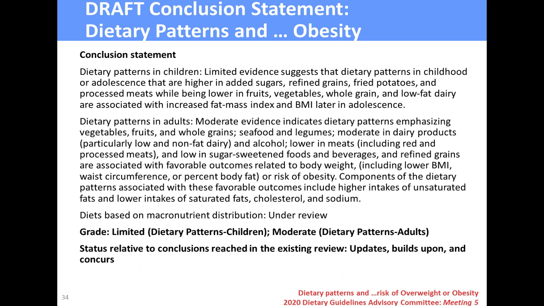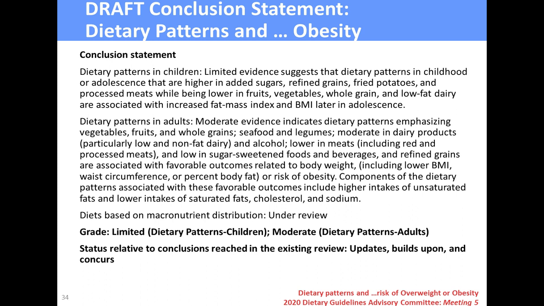This is a draft conclusion statement, dietary patterns and obesity. This is draft. To answer the question on the relationship between dietary patterns and growth, size, body composition, and risk of overweight or obesity, the following statements are drafted. For dietary patterns in children, limited evidence suggests that dietary patterns in childhood or adolescence higher in added sugars, refined grains, fried potatoes, and processed meats, while being lower in fruits, vegetables, whole grains, and low-fat dairy, are associated with increased fat mass index and BMI later in adolescence.